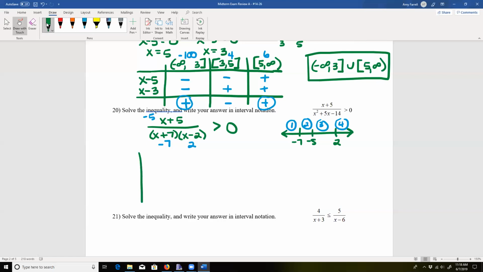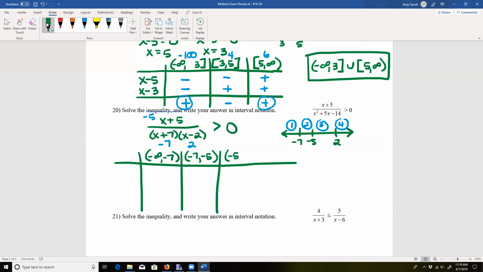I also have 3 factors, and those are going to go over here. So my intervals are negative infinity to negative 7. This time I'm using parentheses everywhere because my symbol is a greater than symbol. Negative 5 to 2, and 2 to infinity. So those are my 4 intervals. My factors are x plus 5, x plus 7, x minus 2.